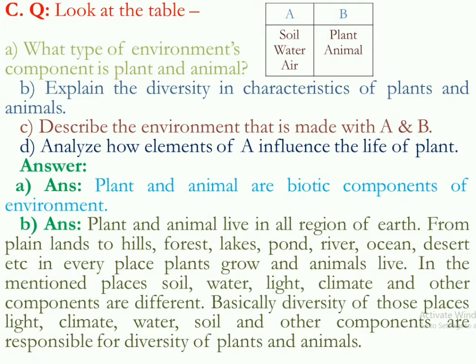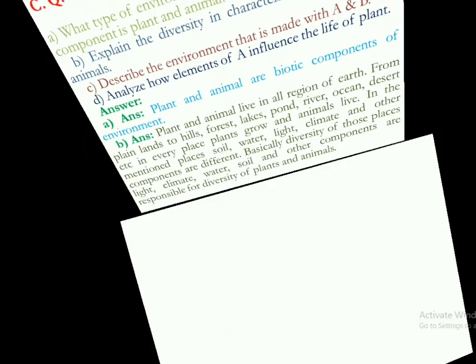So diversity of these places, light, climate, water, soil and other components are responsible for the diversity of plants and animals. That means for a certain place, climate, water, soil decide the characteristics of plants and animals. So as the places are diverse, the characteristics of plants and animals of different places are different. So this is the reason that characteristics of plants and animals are diverse, showing diversity. Now let us see the question answer C.